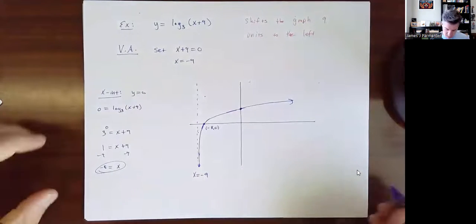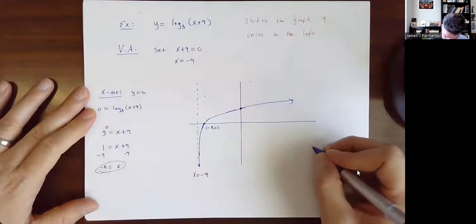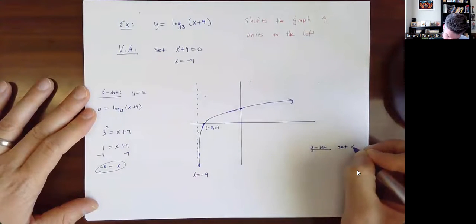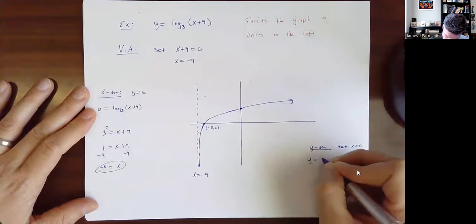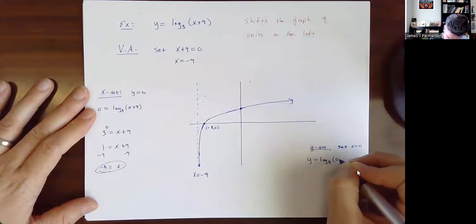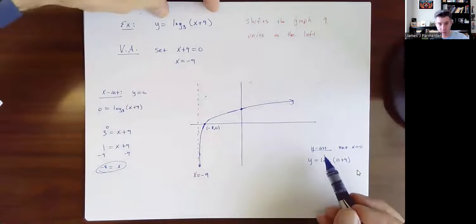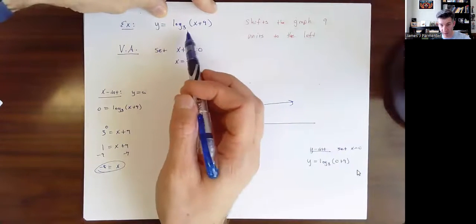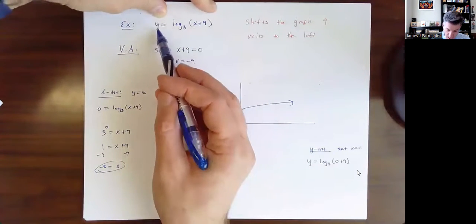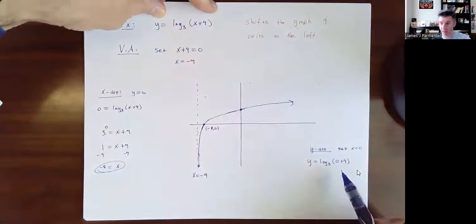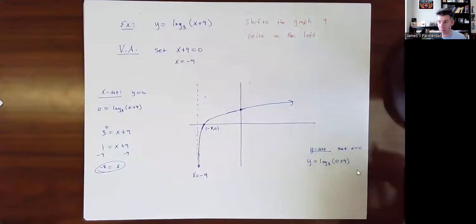So to find the y-intercept, we're going to do the usual thing. We're going to set x equal to 0. So if I set x equal to 0, I'm going to get y equal to log base 3 of 0 plus 9. When I say set something equal to 0, I'm just saying take your equation, the thing you're graphing, and replace the y part with 0 if you're finding the x-intercept, or the x part with 0 if you're finding the y-intercept. That's all I really mean when I say set something equal to 0.